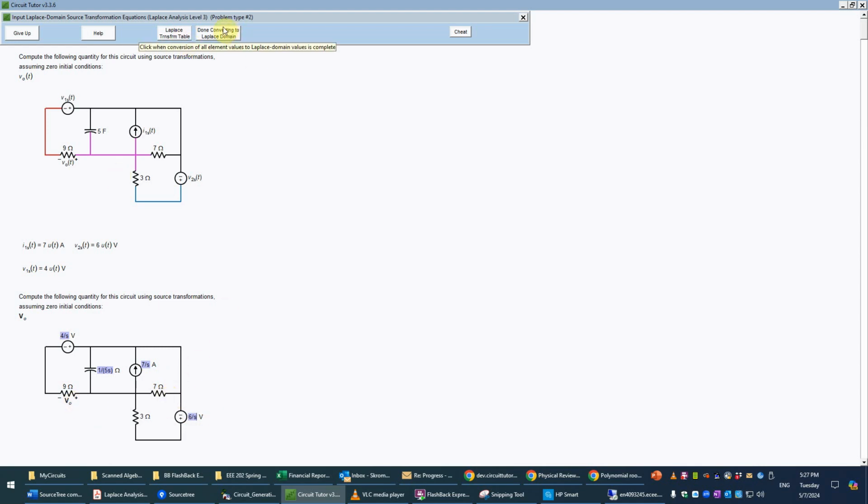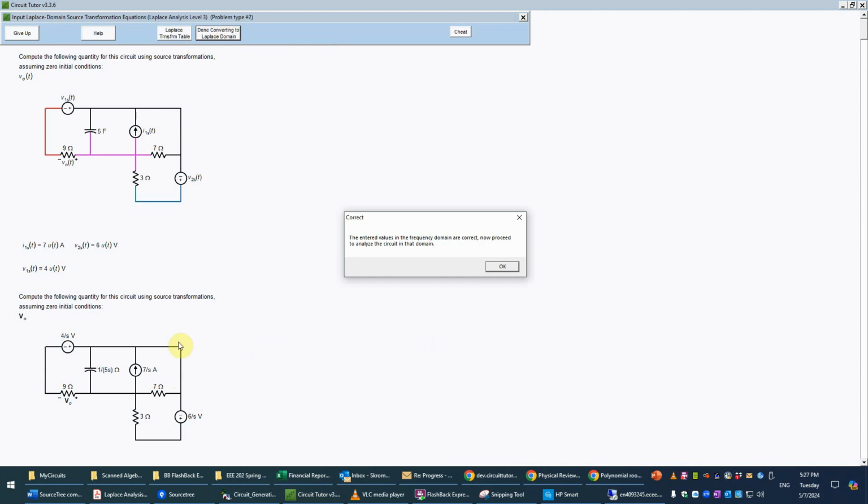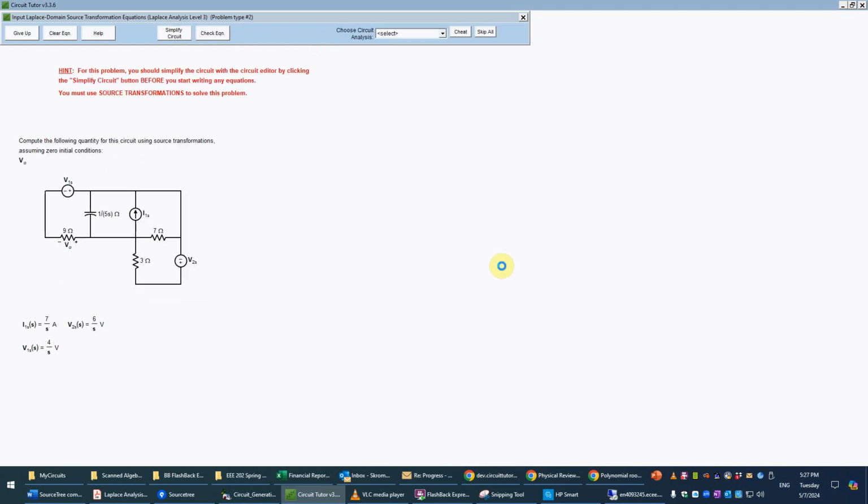Okay, so we're done with that, so we'll click Done Converting to Laplace domain, and that'll check our values. It says that they're correct, so we'll go ahead, and it'll replot the circuit for us in the frequency domain, and then we'll be able to proceed with solving this using source transformations.